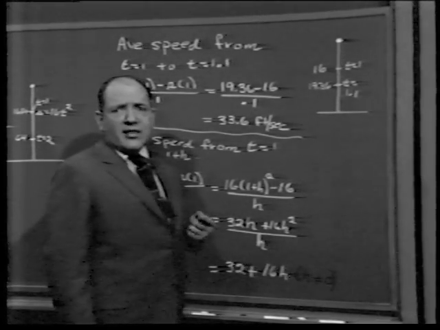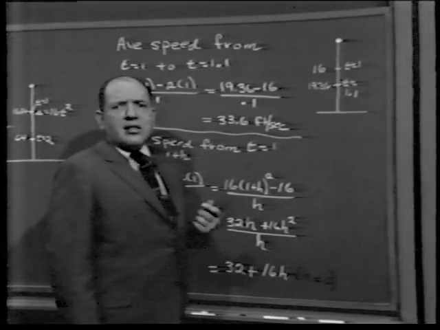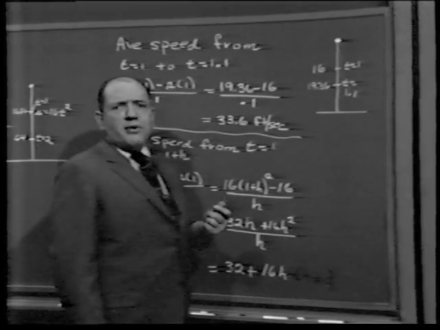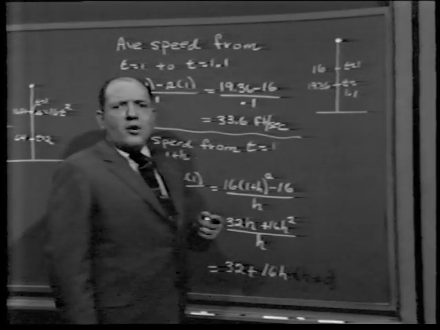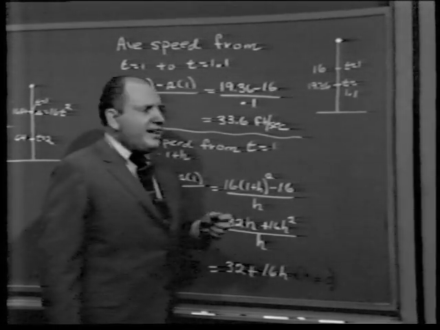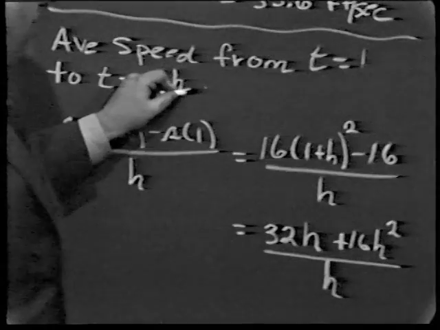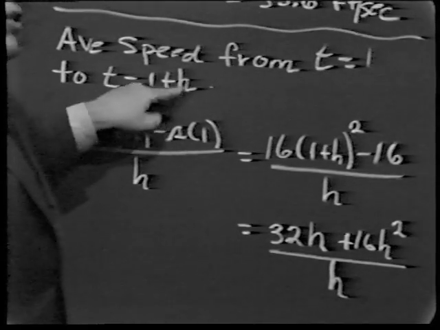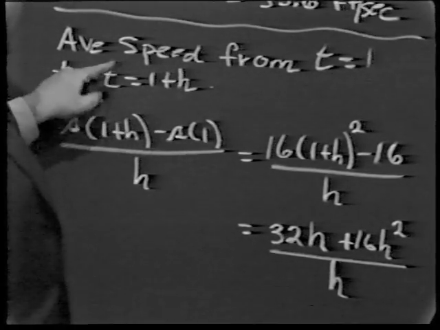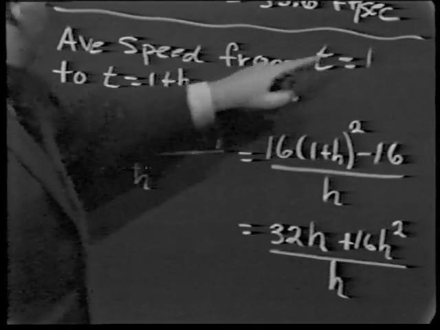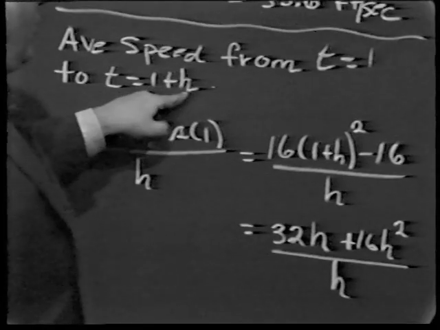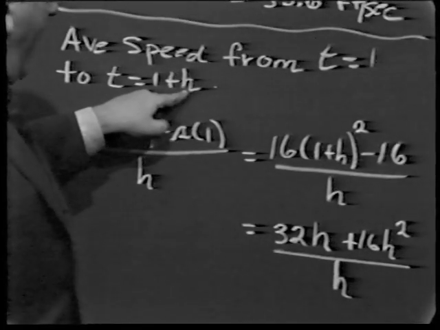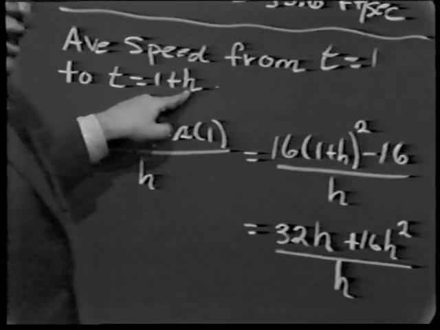What the mathematician does next is he says, well, let's stop playing games. Let's not go between 1 and 1.1 or 1 and 1.01. Why don't we go between 1 and 1 plus h, where h is any non-zero amount? In other words, let's find the average speed from t equals 1 to t equals 1 plus h. And then what we'll do is we will investigate to see what happens when h gets very, very small.